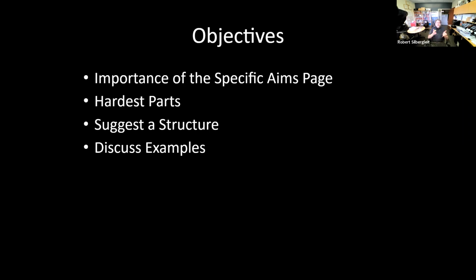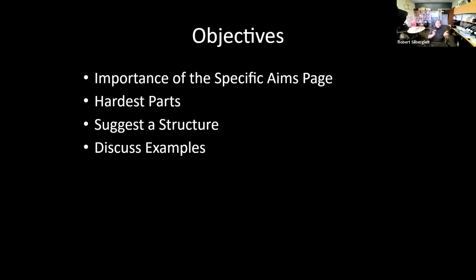In terms of the objectives, this could be one of the shorter webinars in the series. We're going to talk about what makes the specific aims page so important. I think that everyone would agree on this, but I don't think it can be overemphasized. And then we're going to talk a little bit about why it's so important. So we'll talk a little bit about what I think are some of the hardest parts of writing good specific aims. There are a lot of things that make writing good specific aims hard, but most of them are obviously going to be project specific. What we're going to talk about are the things that I can tell you to help with specific aims pages in general.